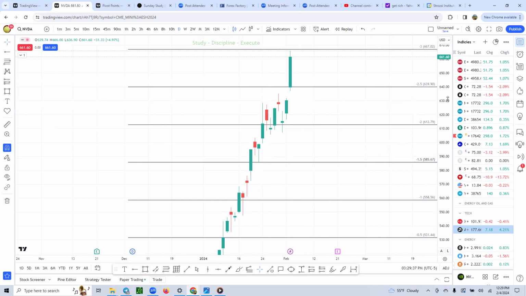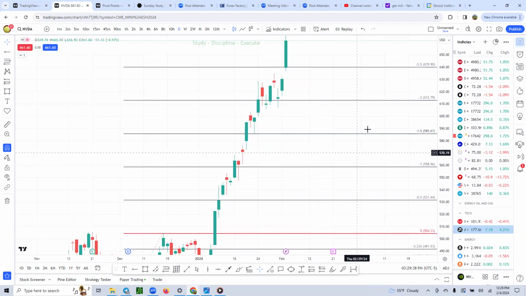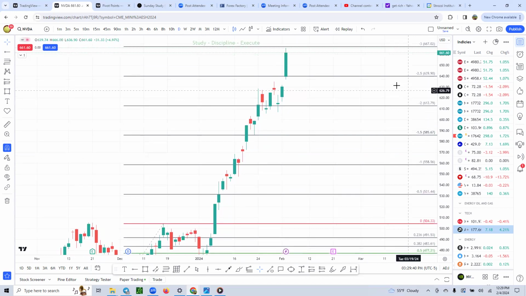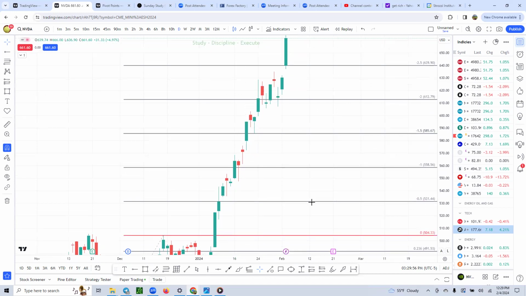So, the fib measures support and resistance. And oftentimes we see that resistance becomes support. And that's what happened right here. These were levels that price would target and potentially be your resistance. But eventually what happened here is that it became support right there.